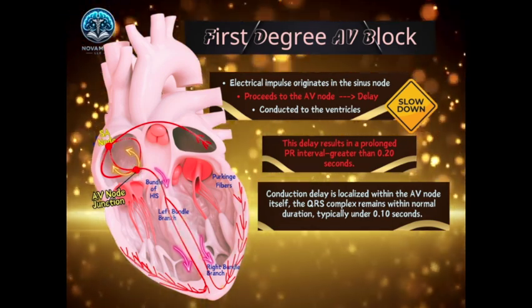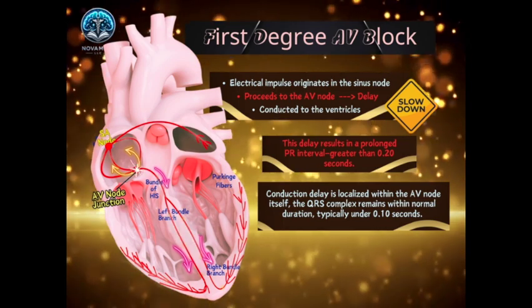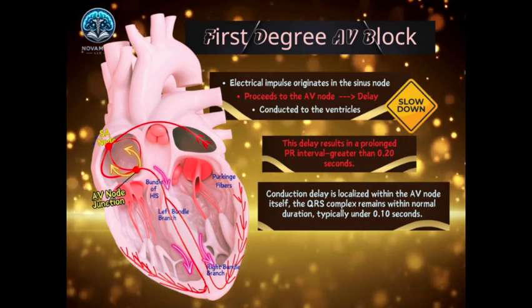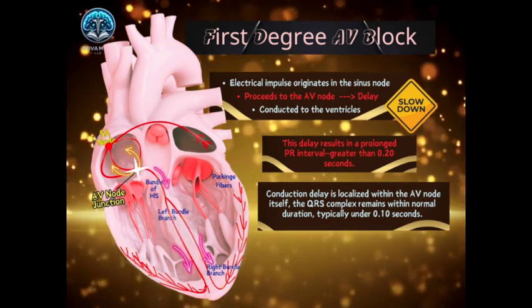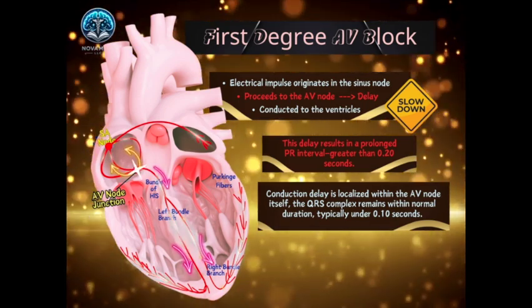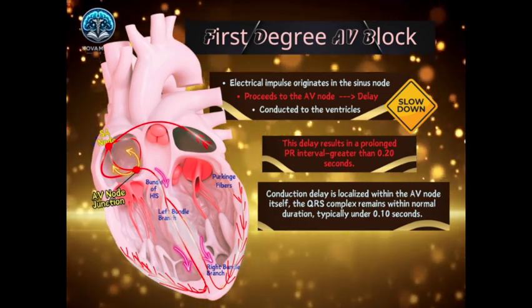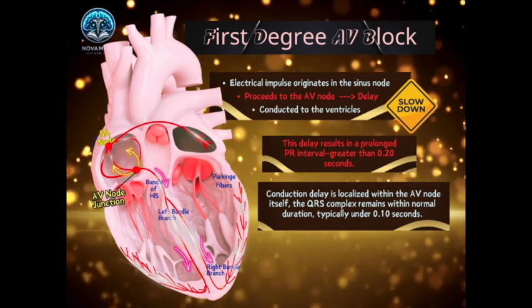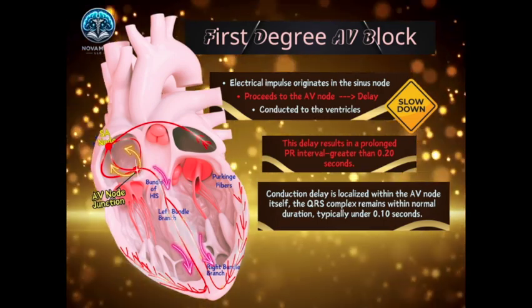But remember, despite the delay, each impulse is still conducted through the ventricles, and therefore every P wave is followed by a QRS complex. Since the conduction delay is localized within the AV node itself, the QRS complex remains within normal duration, typically under 0.10 seconds.